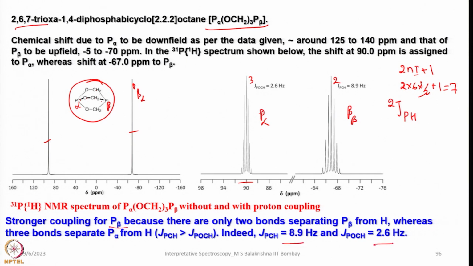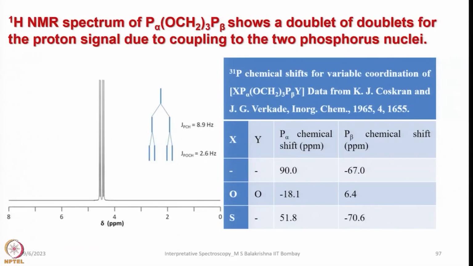and then the values are also given here. You can see here, 8.9 hertz, and then this is 2.6 hertz. I hope now you have understood how easy it is to interpret 31P NMR spectrum, both in the decoupled as well as the coupled one. Okay, so now let us look into 1H NMR spectrum of the same molecule here.